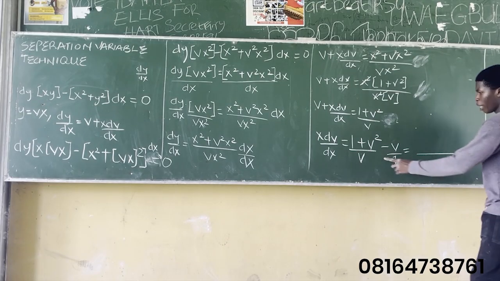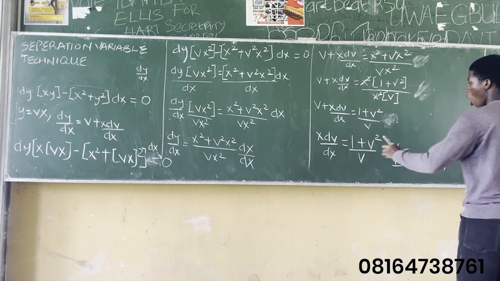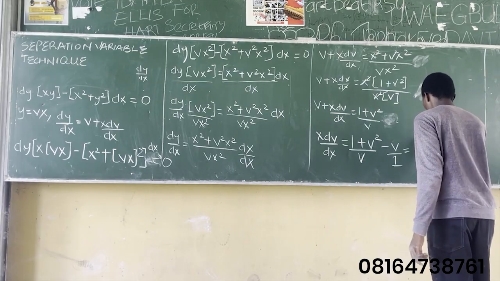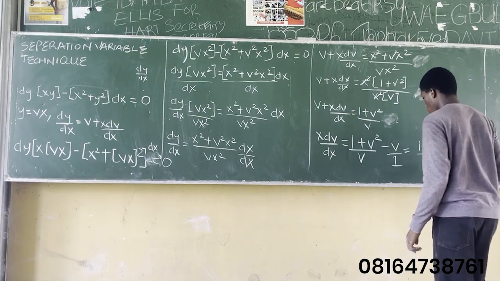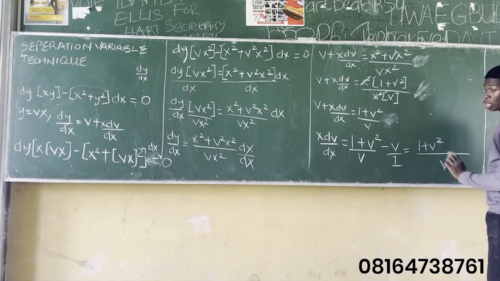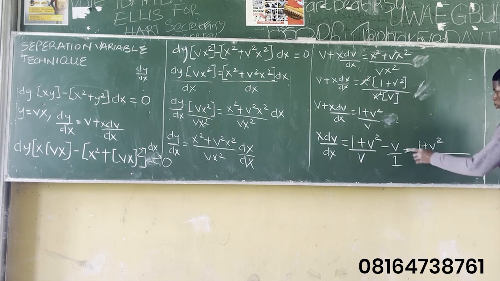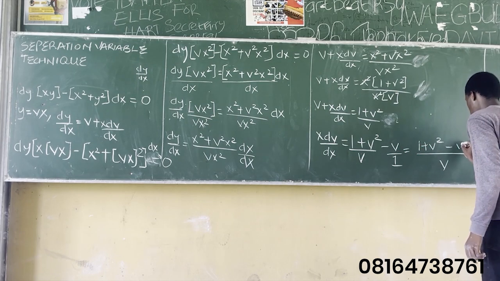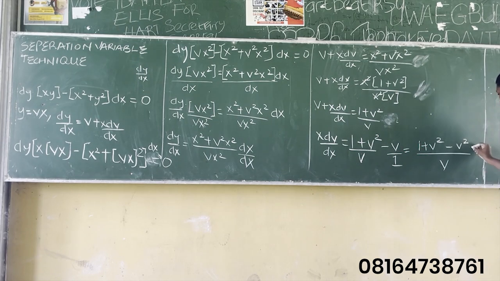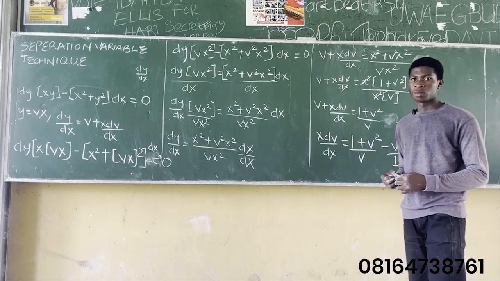So v divided by v is 1. 1 multiplied by this is going to be 1 plus v squared. v divided by this is 1. 1 multiplied by v squared is minus v squared. So we'll be left with v squared minus v squared, which is 0. So we'll be left with 1 over v. So we'll move over to the next board.